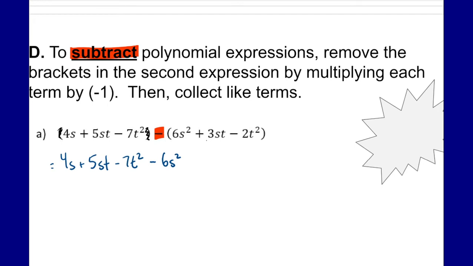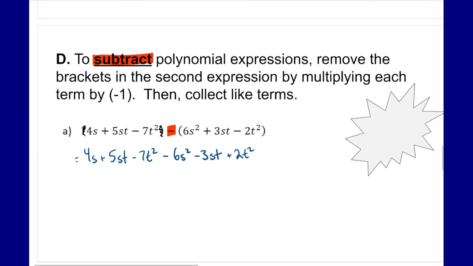Let's look at the next one, positive 3st. Negative 1 times positive 3 is negative 3st. And move on to the last term, negative 2t squared. Negative 2 times negative 1, two negatives, is positive, sorry, positive 2t squared. So now that I've multiplied every term in the second bracket by negative 1, I no longer need the brackets.